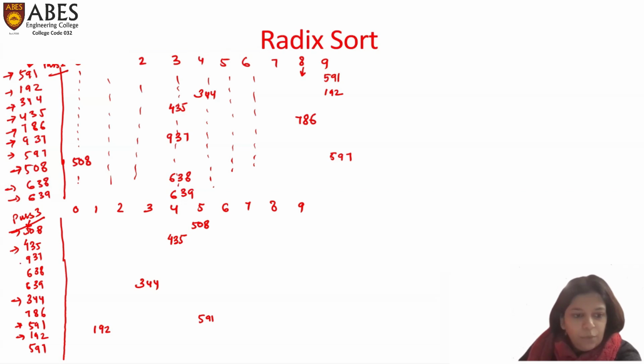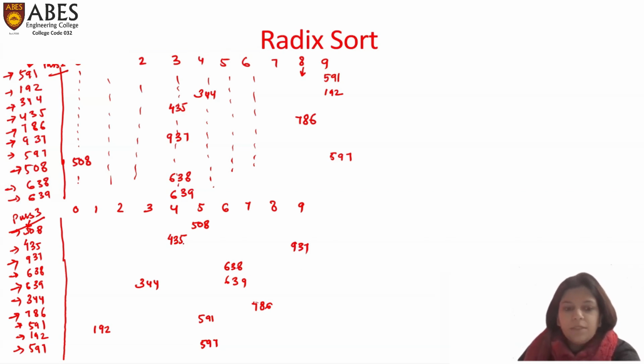Then we are going to look for 6. We have 638 and 639. Okay, one number is missed. This number, 597, we will place it here. All right. So we have 638 and 639. Then we are going to look for 7. Yes, we have a number, and this will be placed in the 7th column. So this will be 786. Then we are going to look for a number having 8. No, there is no number. Then we are going to look for 9. Yes, we do have a number. That is 937. Right? So this is pass 3.